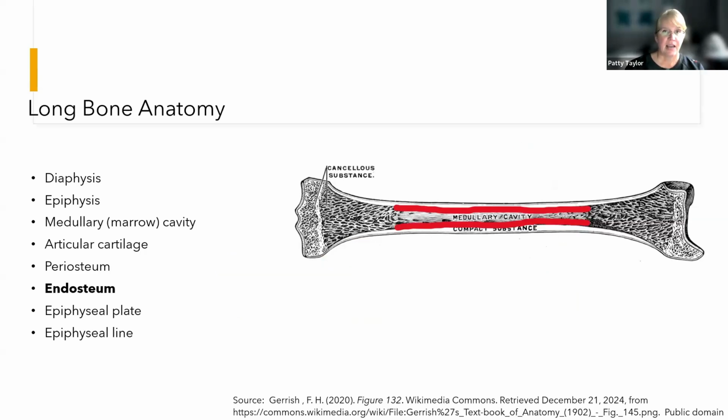So that medullary cavity is also lined with a very thin layer of simple squamous epithelium. It is called endosteum. So this is a great time for us to have a conversation about those prefixes and word roots. Oste, O-S-T-E, means bone. Periosteum means around the bone. Endosteum means within or inside the bone. Always use those helpful clues built into these words.